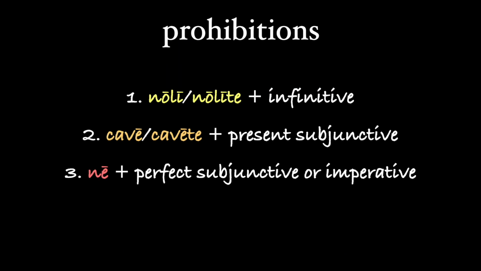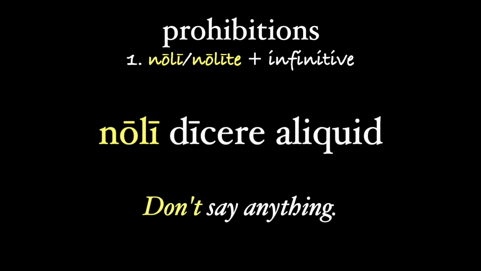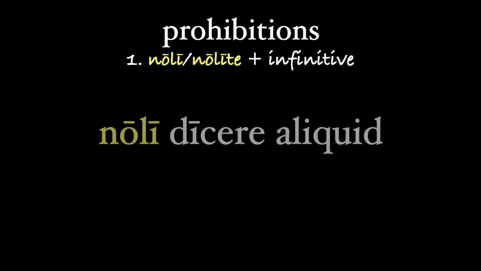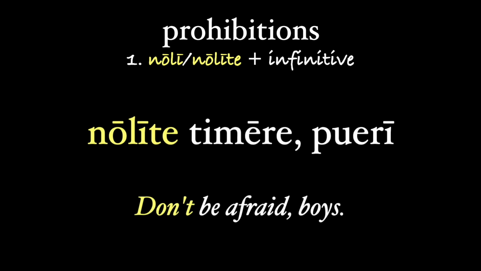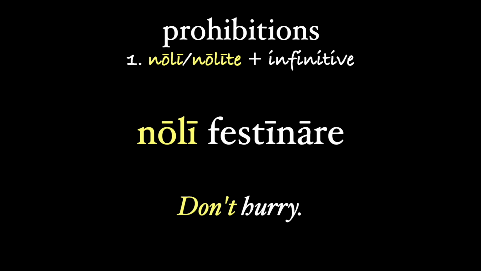There are three different ways you can show a negative command or prohibition in Latin. First, you can use the imperative nōli, or nōlīte in the plural, along with the action as an infinitive. Nōli comes from the verb nōlō, nolle, which means to not want or be unwilling. Nōli dicere aliquid, don't say anything. Well, literally it would be unwilling to say anything, but don't say anything is so much better. Or nōlīte timere pueri, don't be afraid, boys. And nōli festināre, don't hurry.